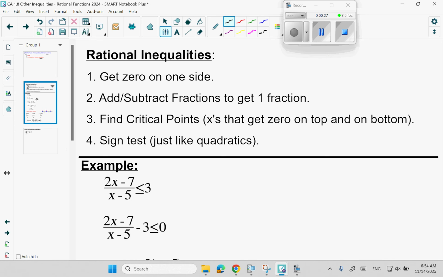So we follow kind of a four-step process. You want to get one side as a zero. You want to combine everything else into typically one fraction. Then find the critical points. The critical points would give you zero on the top and on the bottom. And then we just do the sign test, where you make your number line, you test it, and you get those true, false, true, or false, true, false, stuff like that.